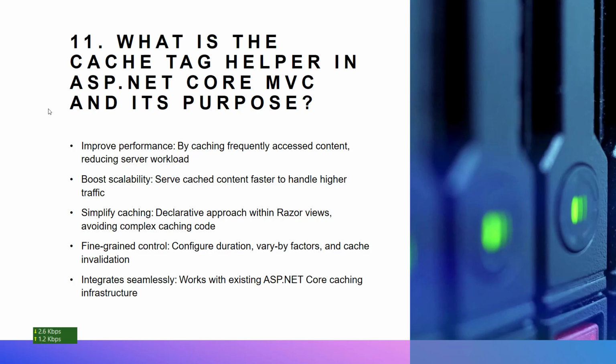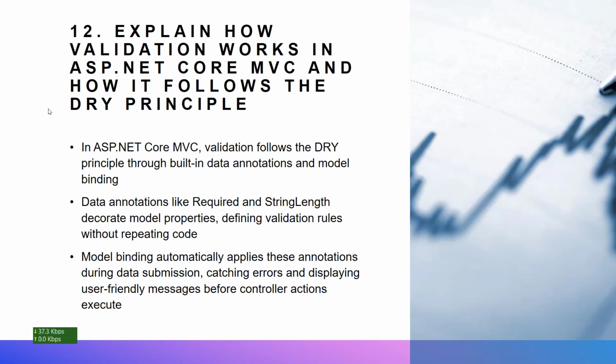Explain how validation works in an ASP.NET Core application and how it follows the DRY principle. Validation is used in ASP.NET applications using annotations. For example, we are creating a model and we provide an annotation that it is a required field. And for example, we put a length on some field, so it should be 10 characters only, or the email should be like this, or it should be an integer.